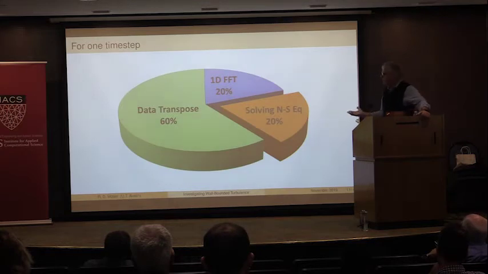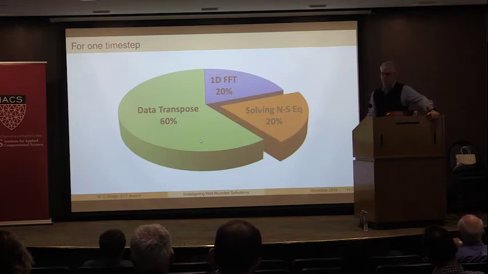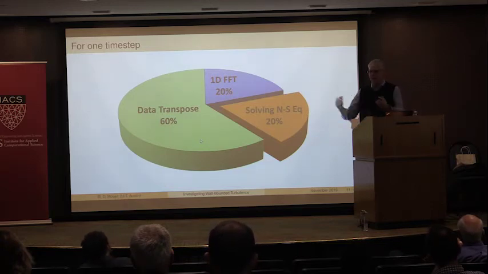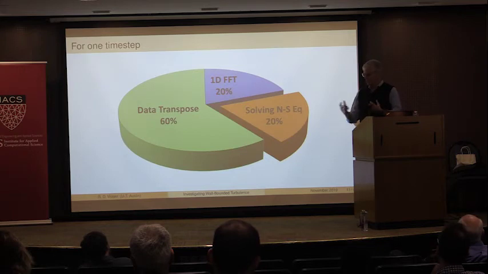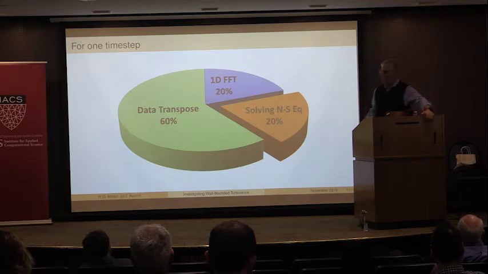Now, to give you an idea of what's expensive here, we spend about 20% of the time doing Fourier transforms. We spend about 20% of the time doing the linear algebra to solve the Navier-Stokes equations. And then we spend 60% of the time shuffling the data. That includes both shuffling the data around between what we call nodes on the communication fabric, and shuffling the data around within memory. And so that's a lot of shuffling, but that's what it takes.